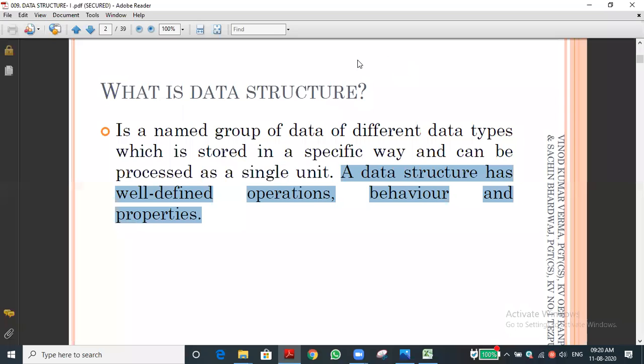Okay, well-defined operation. Now we understand the meaning of well-defined operation. For example, let us say an integer is multiplied with a string. Is it possible? Yes, sir. That is called what? String replication. Is it possible? Okay.